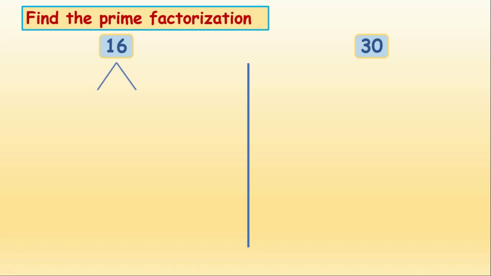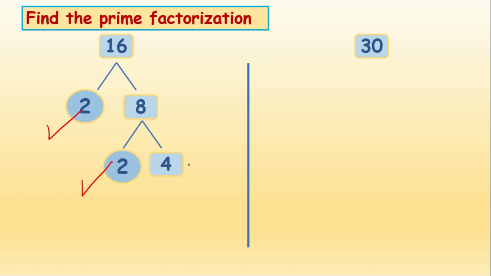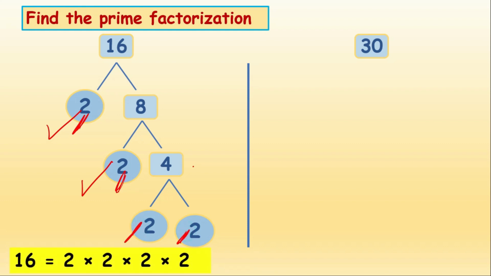Start with 2. 2 is a prime. 2 times 8 equals 16. 8 is a composite. Factorize 8 to be 2 times 4. 2 is a prime, 4 is a composite. Factorize 4: 2 times 2 equals 4. So now 16 equals 2 times 2 times 2 times 2. Got it? Then factorize 30.